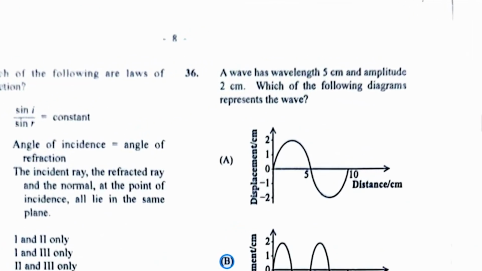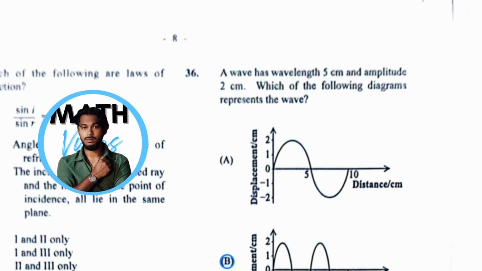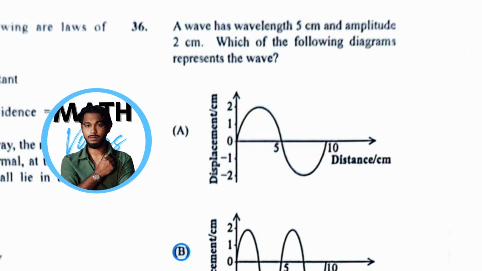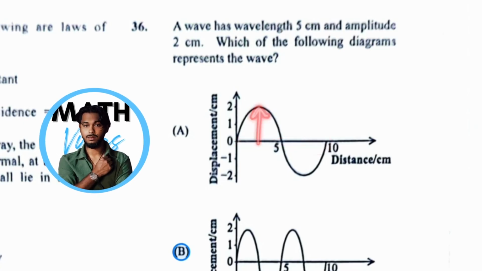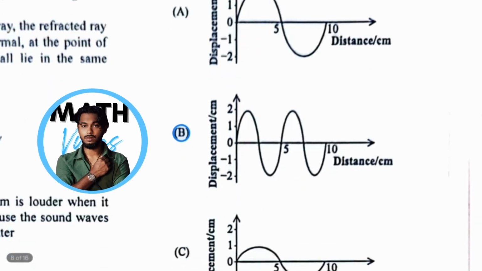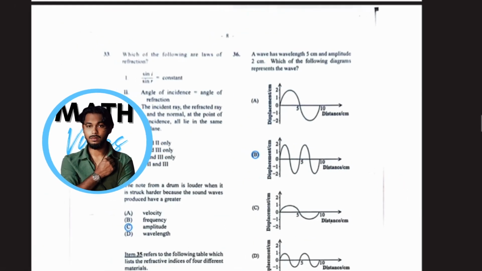Question 36. A wave has a wavelength of 5 centimeters and amplitude 2 centimeters. If it has a wavelength of 5 centimeters, then from start to the end of the wave, it should be 5 centimeters. And if it has an amplitude of 2 centimeters, it should go up to 2 and it should go down to 2. So why is the first one wrong? Because this one has a wavelength of 10. Yes, it has an amplitude of 2, but it doesn't have a wavelength of 5. Part B is correct because it has a wavelength of 5. It goes up to 2 and it goes down to -2. So B is the answer.